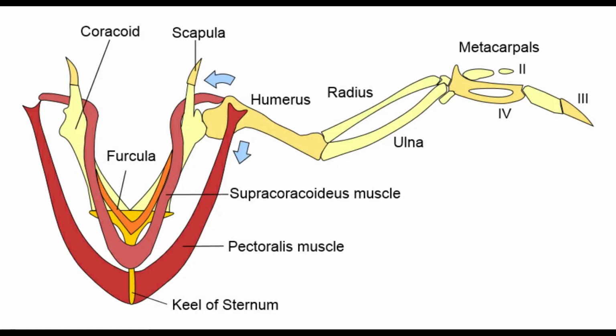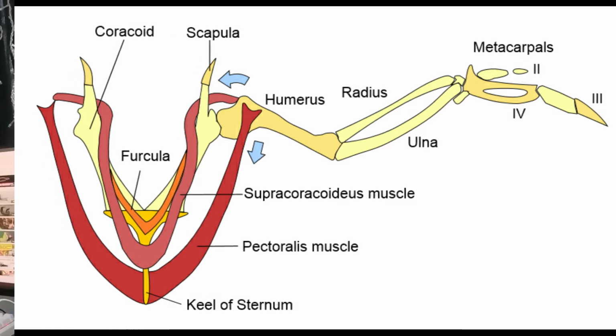Birds also have strong antagonistic muscles that help in the flapping of the wings. For example, they have the pectoralis major at the bottom and the pectoralis minor on the top. When the pectoralis major contracts and the pectoralis minor relaxes, the wings are pulled down, and when the pectoralis minor contracts and the pectoralis major relaxes, the wings are pulled up.